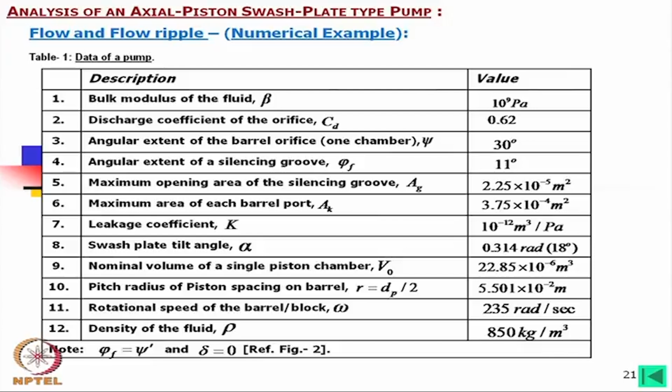Now, the angular extent of the barrel orifice, that means that kidney port on the barrel, usually for one chamber is 30 degrees.